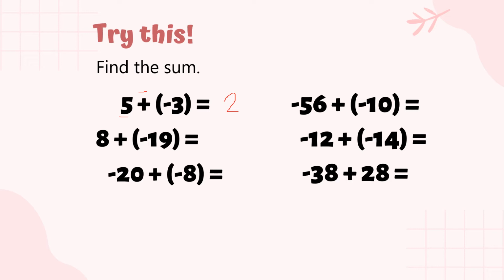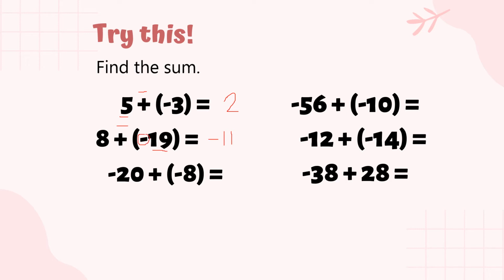8 plus -19. So, the result is -11. So, magkaiba po sila ng sign. So, we proceed to subtraction. 19 minus 8 is 11. Mas mataas po si 19. That's why negative po ang ating result.